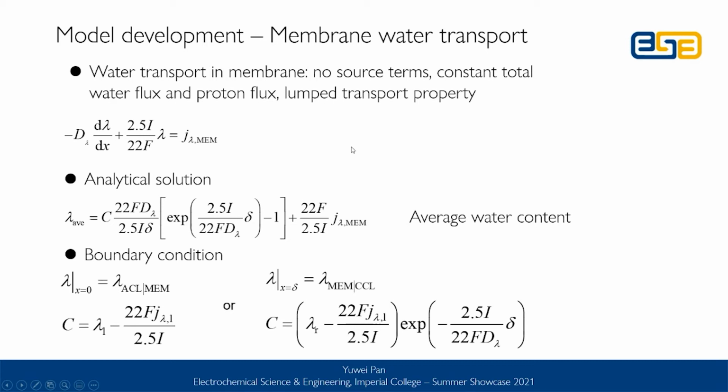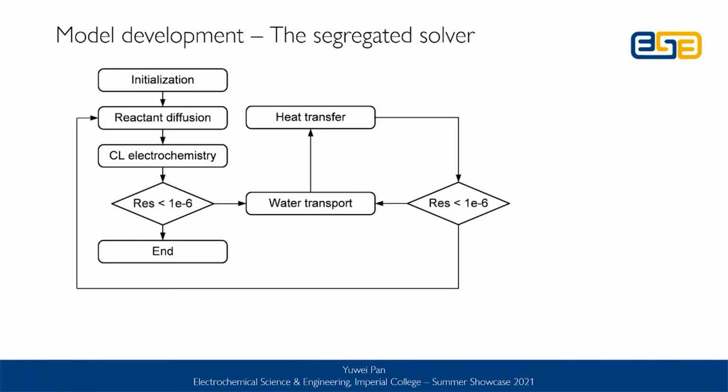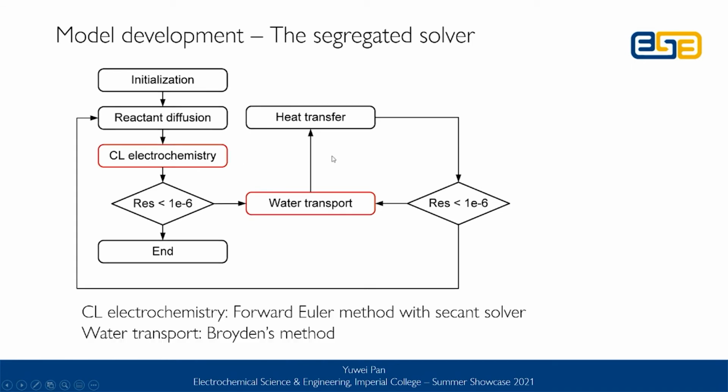Since there are no source terms for the water transport in the membrane, the total water flux and proton flux remain constant. Accompanied by the lumped transport property, the analytical solution of the conservation equation can be obtained for both the average membrane water content and the electroosmotic drag. All these partial differential equations are then organized into 4 submodels, and these submodels are connected with the segregated approach. 2 of these submodels are solved numerically using self-written solvers.